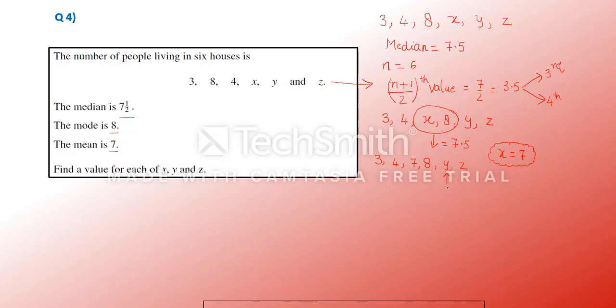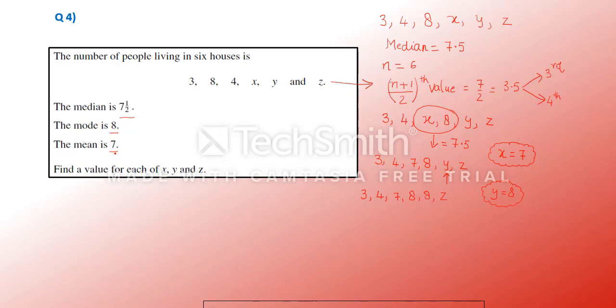Alright, so that brings us to the second conclusion. The value of y should be 8, so that 8 occurs twice and is the mode of the given data set. If I rewrite this again: 3, 4, 7, 8, 8 and z. Alright, there's a last piece of information further.